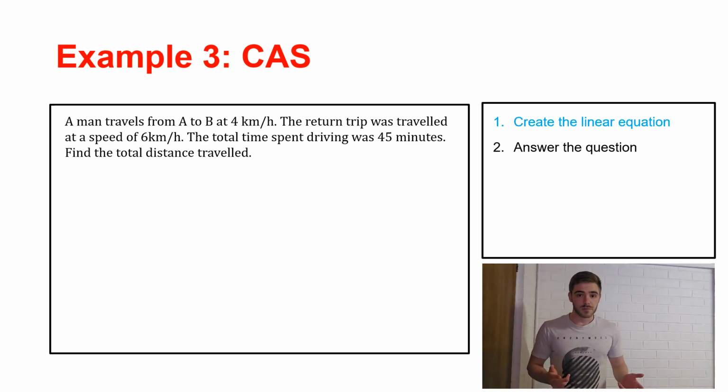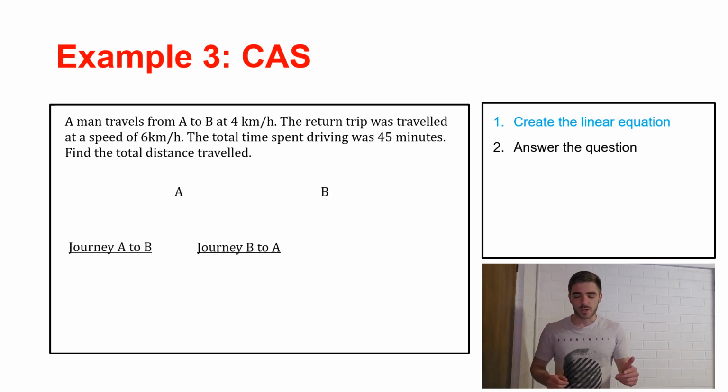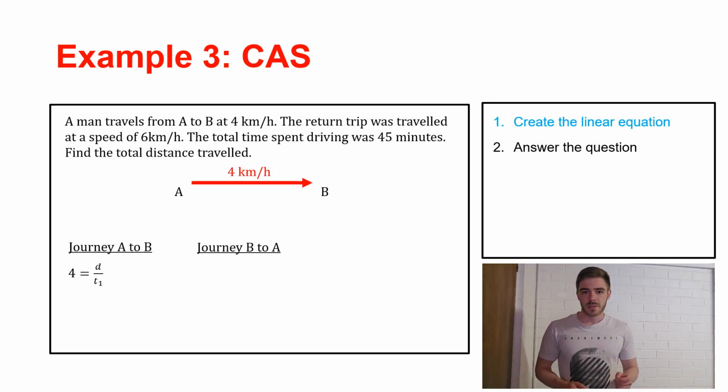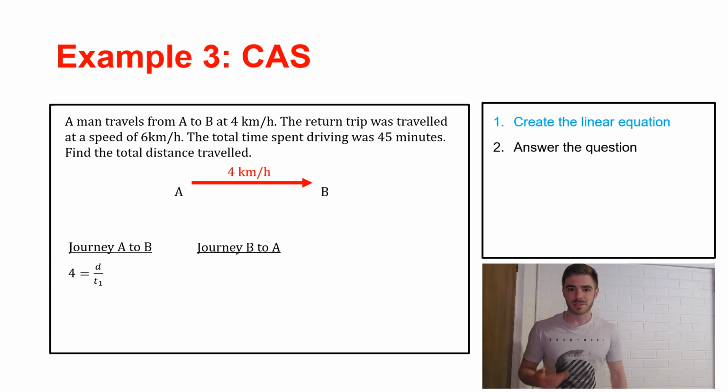First things first, we can often split this type of question into 2 separate journeys. In this case, we have one journey from A to B, and we have another journey, B returning back to A. In the first journey, we're told that the speed was 4 kilometers per hour. We also know that speed is calculated by distance over time. So we're going to call our distance d, and the time is going to be t1.